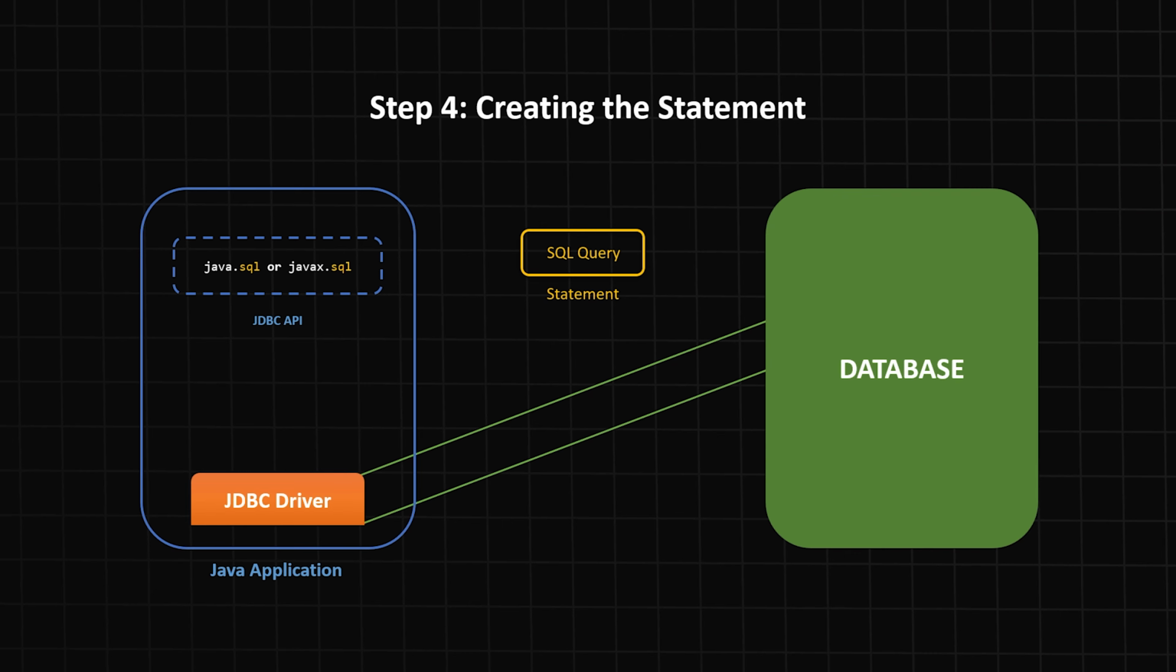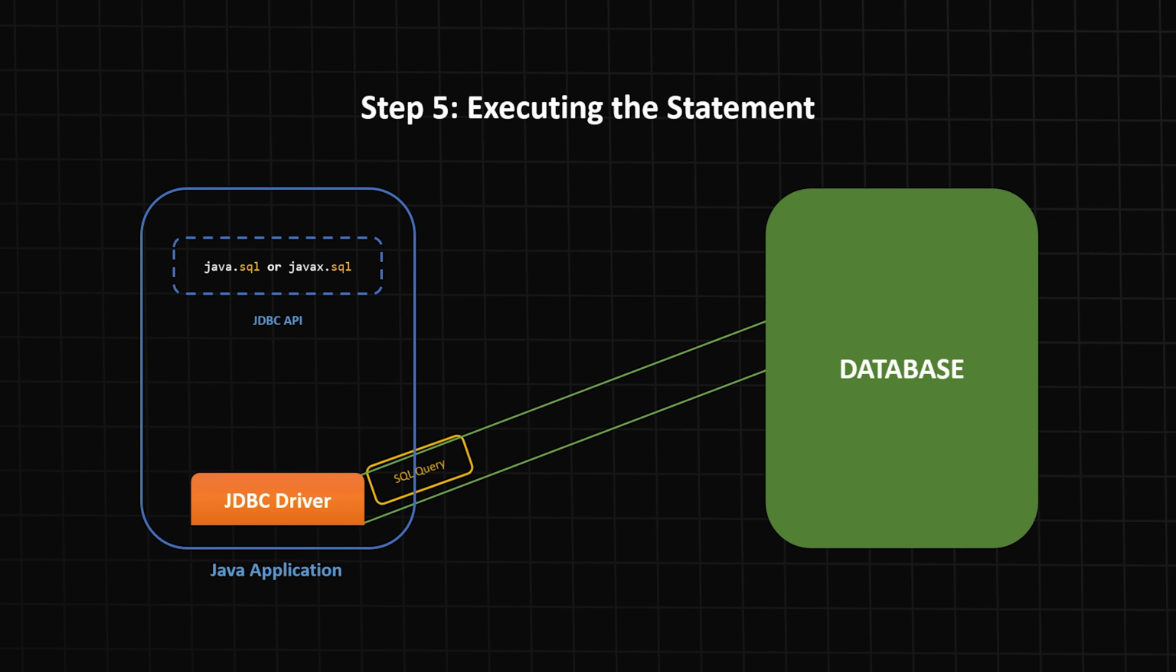Now in JDBC there are different types of statements and we will cover all the types of statements in our upcoming videos. And all the types of statements have their own use cases, but the application of the statements is the same, which is to carry the SQL query. Now we have prepared our SQL query using the statement. Now comes the step where the actual query is executed. In this step, Java sends the SQL query to the database. The database processes it and sends back the result to the Java application, and the Java application stores that result.